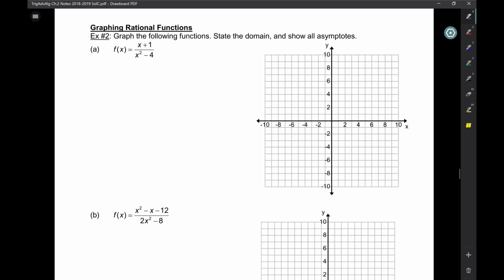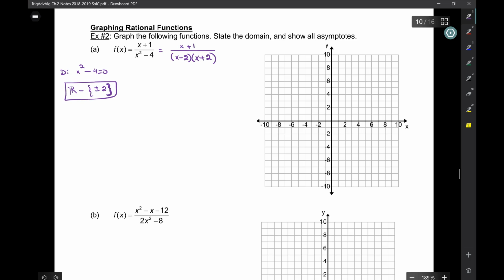Let's do domain. We set x squared minus 4 equal to 0. You know what? Let's factor this first. We're going to end up doing it anyway. It's x plus 1, x minus 2, x plus 2. Is that right? Now, just by looking at the factored form, can you tell where the denominator is going to be 0? Plus or minus 2. So the domain is all reals minus plus or minus 2.